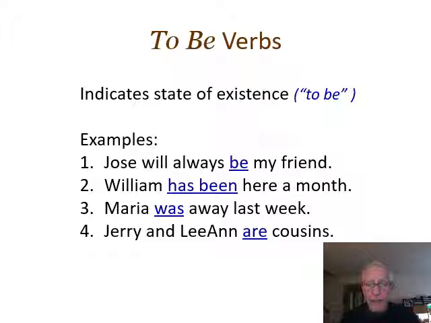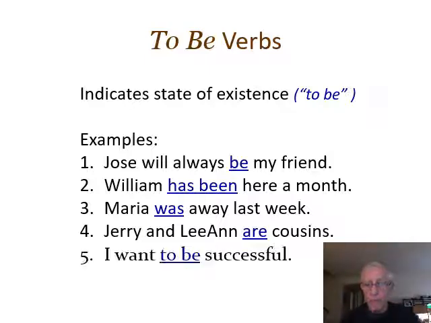Jerry and Leanne are cousins. Fine. In this case, I'm going to use a plural verb. It's a form of to be in the plural. I want to be successful. Again, there's no action shown there, and it's simply a state of existence or state of being.